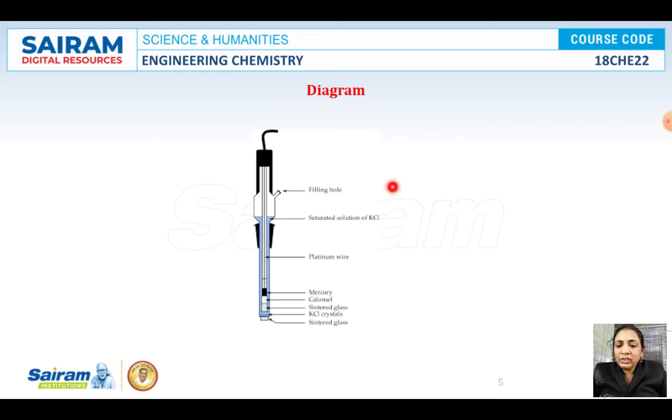There will be a presence of a side tube that is used to fill the solution, and you should write either a presence of salt bridge or the porous membrane at the bottom of the electrode. You should write either the porous membrane at the bottom, or you should show the presence of a side tube. Side tube should be there, I mean the salt bridge. You should show any one here, right?